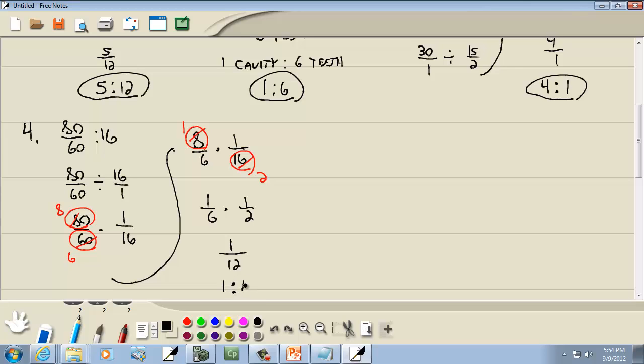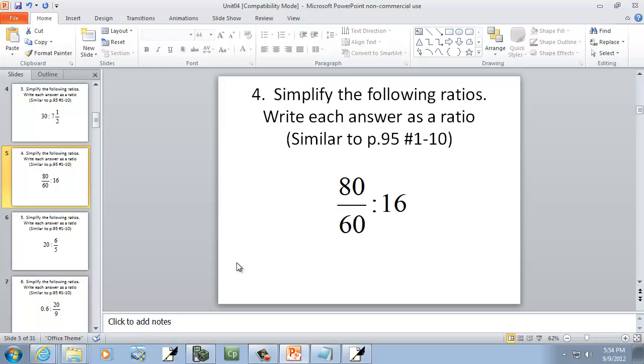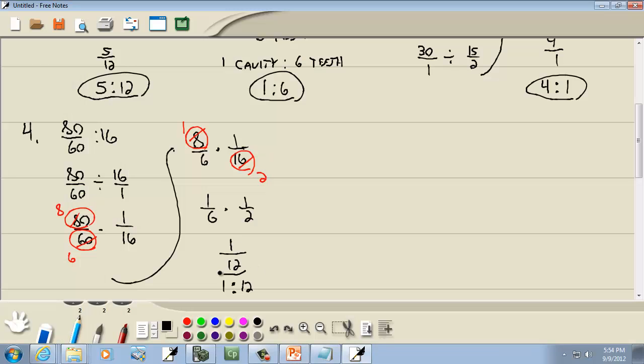So to put it into colon form, if that's what they're wanting. Oh, right, each answer is a ratio. I guess I should actually read the directions. It doesn't say colon, so this would be fine here. If they wanted colon form, this is how we'd write it, 1 to 12.